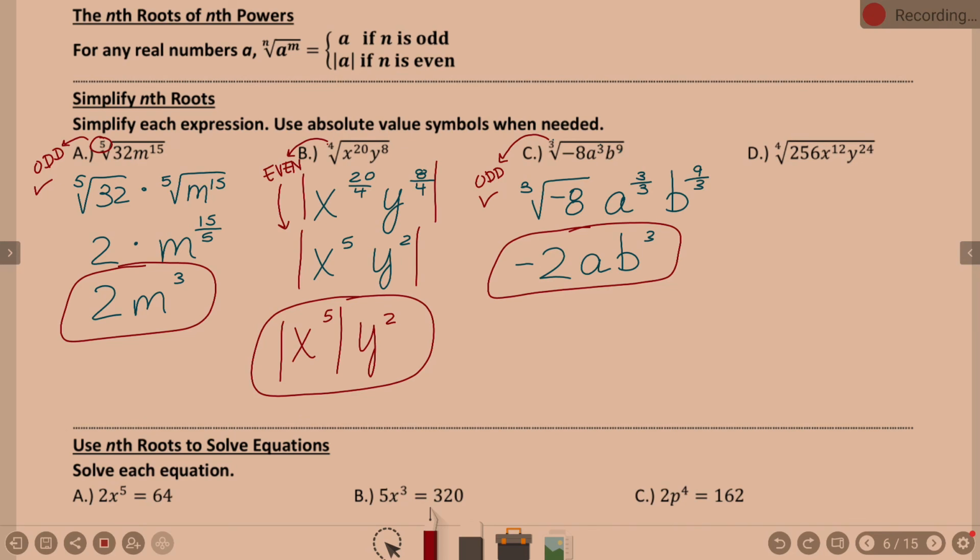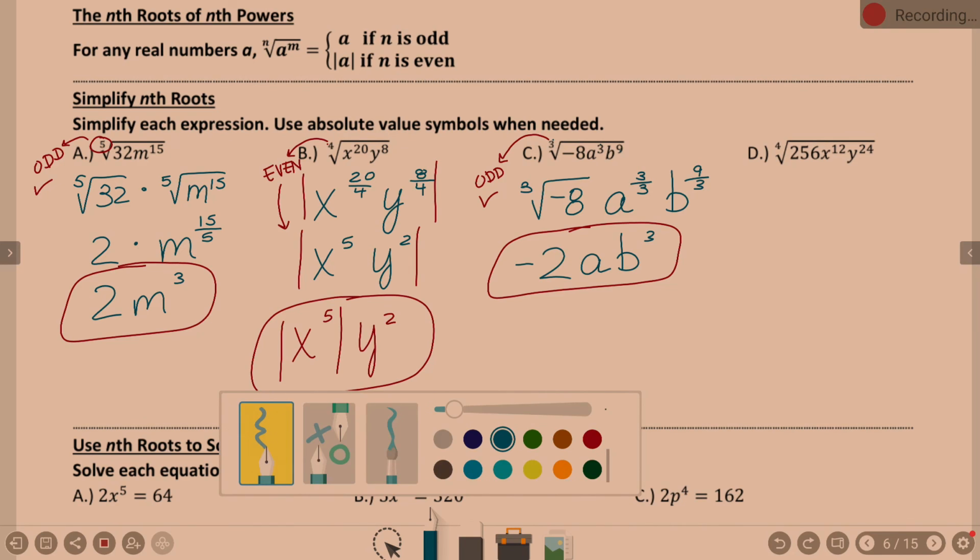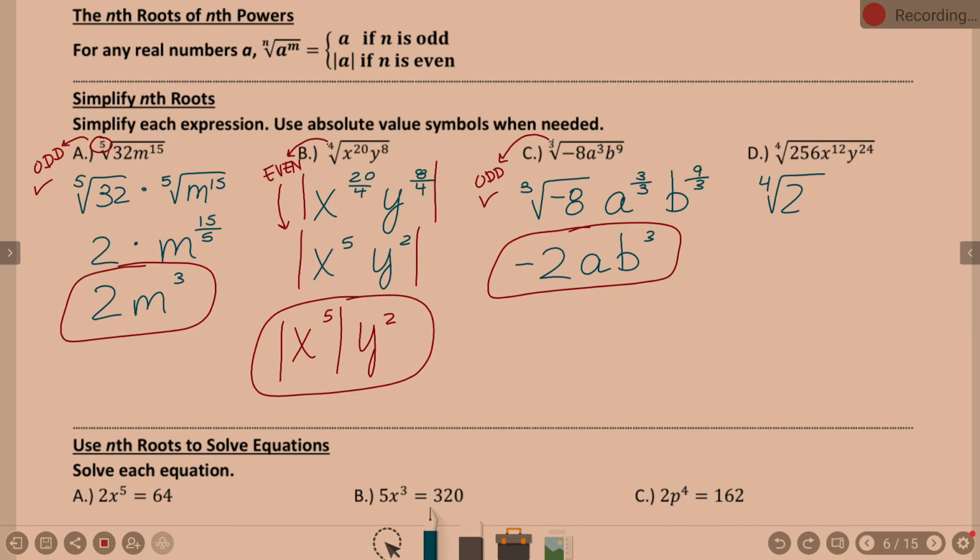One more in this section, then we've got to solve a couple quick equations before class ends. Okay. Fourth root. So we're going to have to do the fourth root of 256. X to the what? X to the (12 divided by 4) and y to the 24 divided by 4.